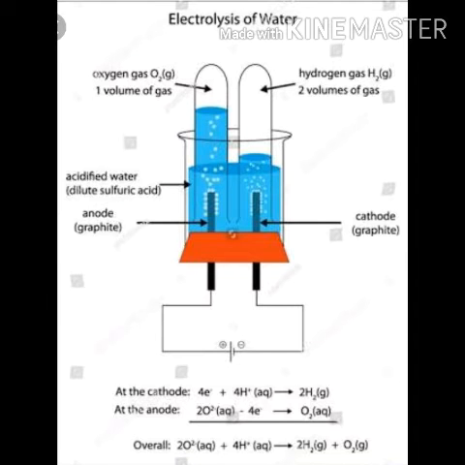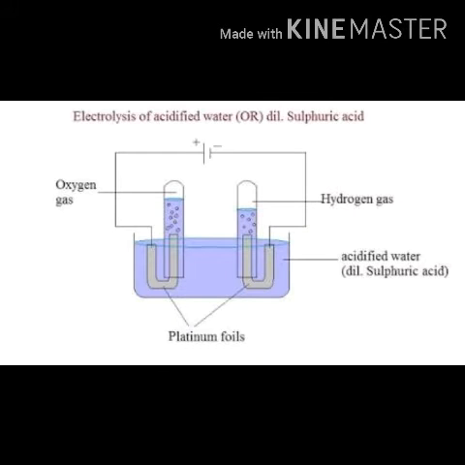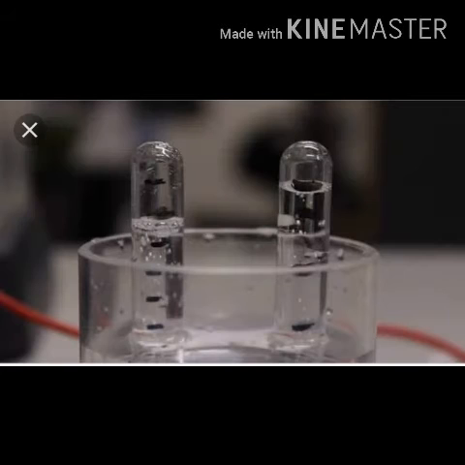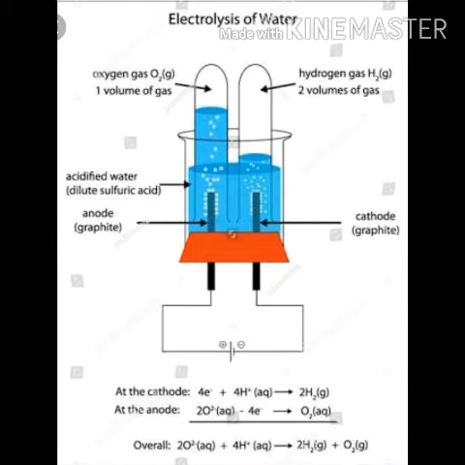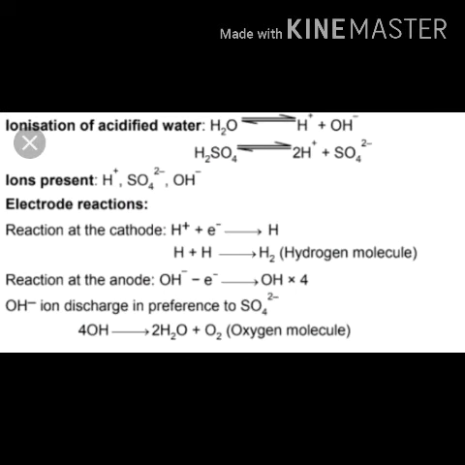Ions present: in the electrolysis solution, H2O breaks into H plus and OH minus, and H2SO4 breaks into 2H plus and SO4 minus 2. Reaction occurring at cathode: 4H plus plus 4e changes into 4H, and 4H changes into 2H2. Now, hydrogen gas evolves at the cathode.